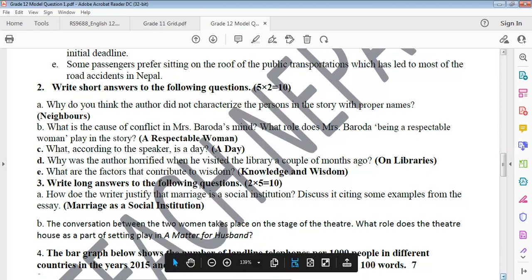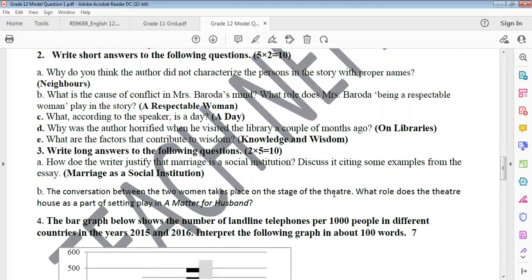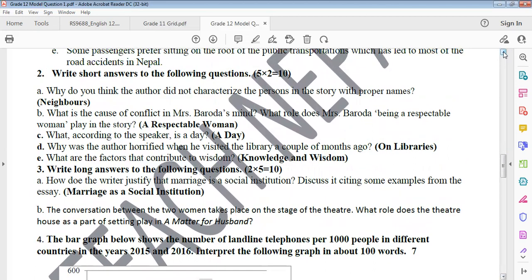Next, you have the question: the conversation between the 2 women takes place on the stage of the theater. What role does the theater house as a part of setting play in A Matter for Husband? So in this way, this is asked from the one act play A Matter for Husband.